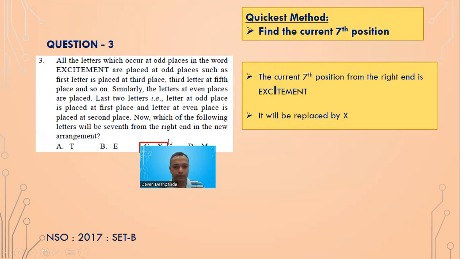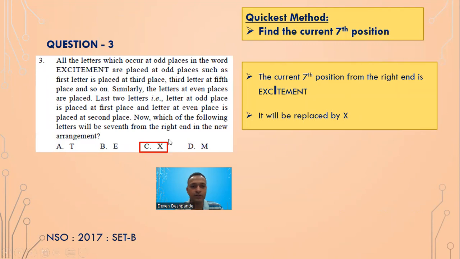Okay, next one. All the letters which occur at odd places in the word excitement are placed at odd places, such as first letter is placed at 3rd place, 3rd letter at 5th place, and so on. Similarly, the letters at even places are placed. Last 2 letters, that is letter at odd place is placed at the 1st place, and letter which is at the even place is placed at the 2nd place. Now, which of the following letters will be 7th from the right end in the new arrangement, isn't it?